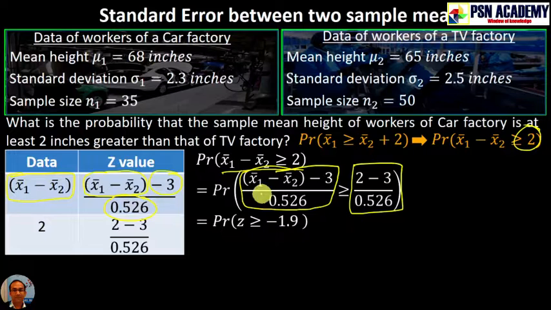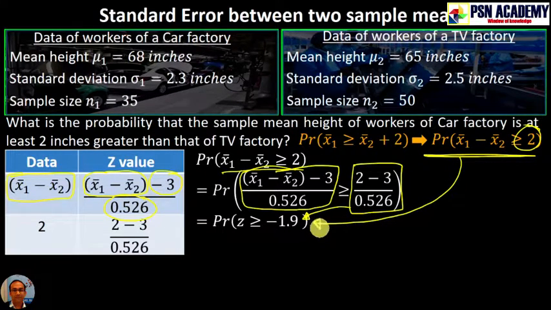So the probability of this one becomes this one as a left hand side and this one as the right hand side. Now the left hand side, this one is actually z, and you can clearly see that 2 minus 3 by 0.526, if you calculate this, it will be converted to minus 1.9. So ultimately this problem has been converted to this problem. This is a problem in the form of z.